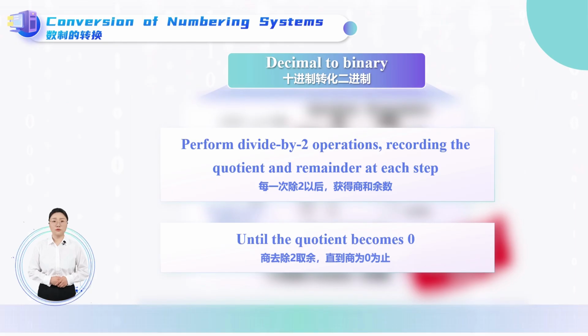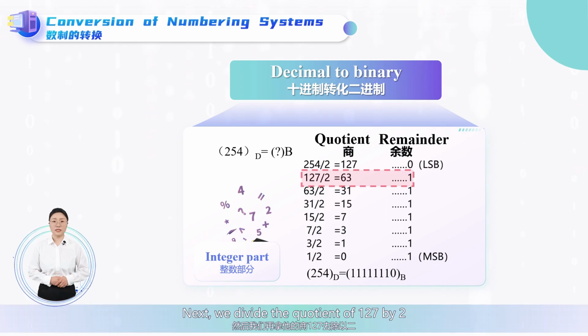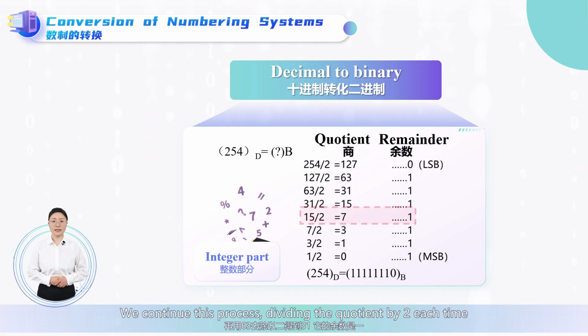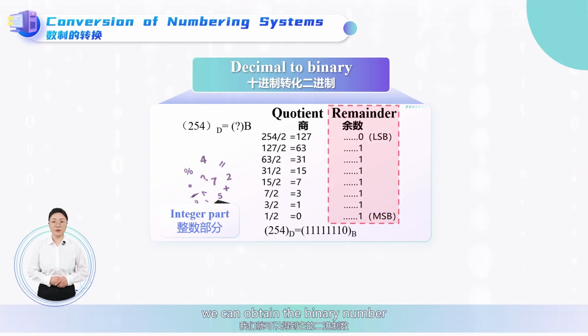quotient becomes 0. For this example, dividing 254 by 2 results in a quotient of 127 and a remainder of 0. We record this. Next, we divide the quotient of 127 by 2, getting a quotient of 63 and a remainder of 1. We continue this process, dividing the quotient by 2 each time and recording the remainder until the quotient becomes 1. At this point, dividing 1 by 2 results in a quotient of 0 and a remainder of 1. This concludes the operation. At this point, we can obtain the binary number.